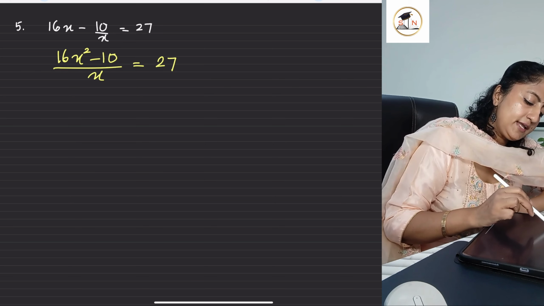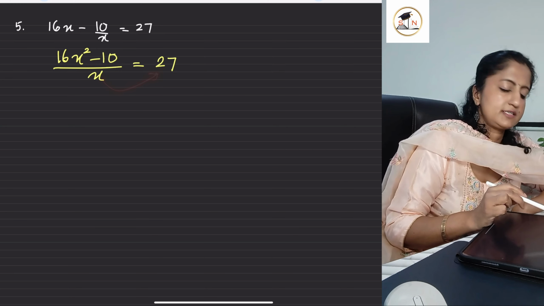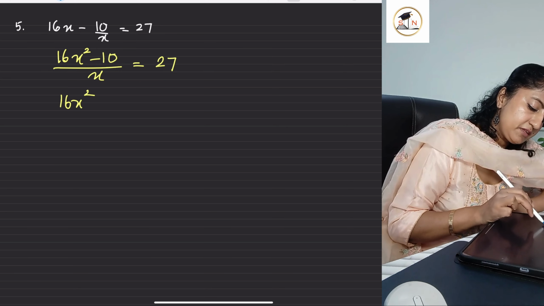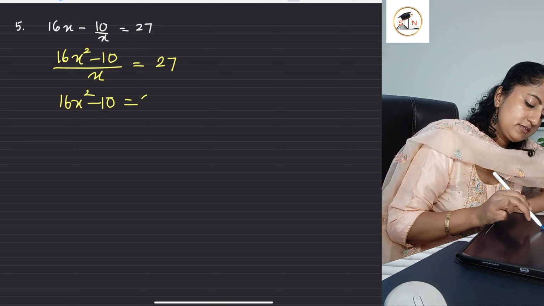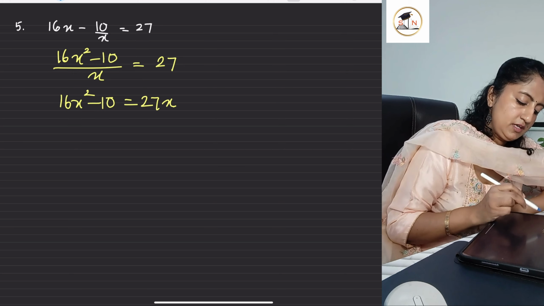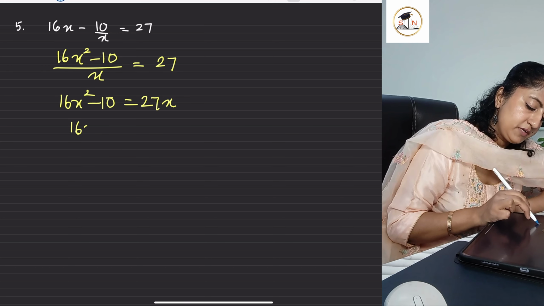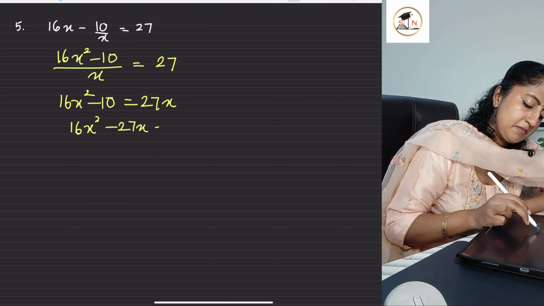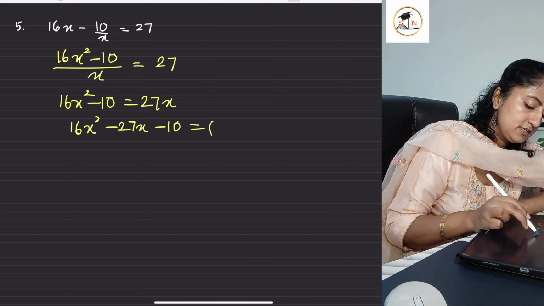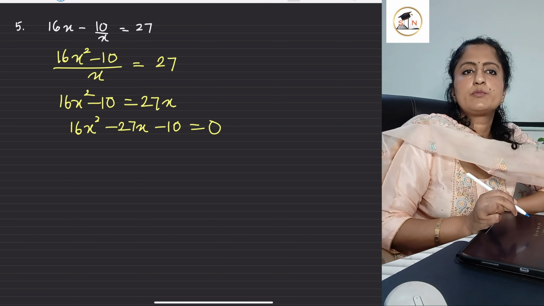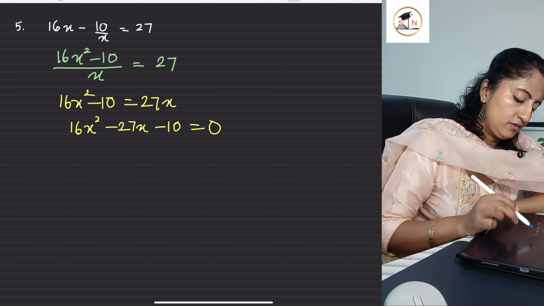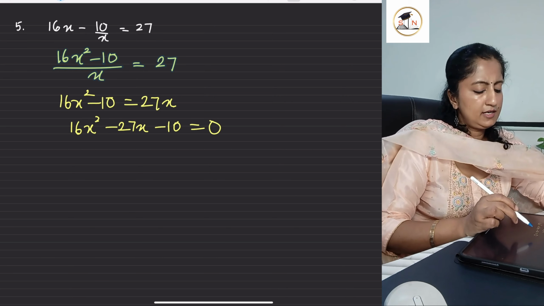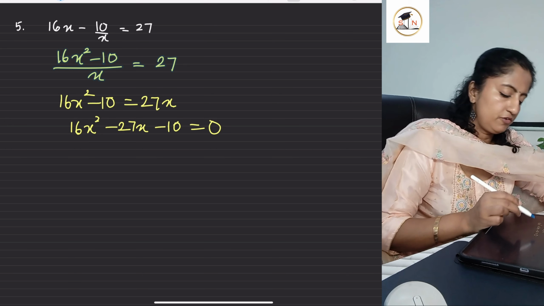Now I will be taking this x to the other side. So we have 16x squared minus 10 equals 27x. Now converting this into the standard form gives me 16x squared minus 27x minus 10 equals 0. This is what we are getting, right? Now we have done splitting in two portions. Again, I'll apply the quadratic formula over here.